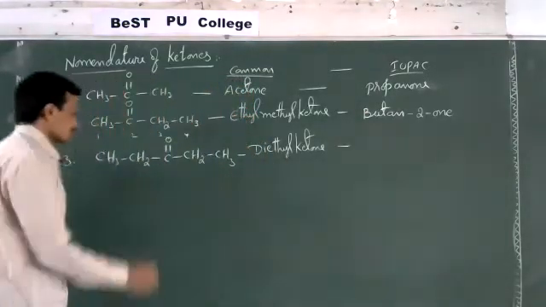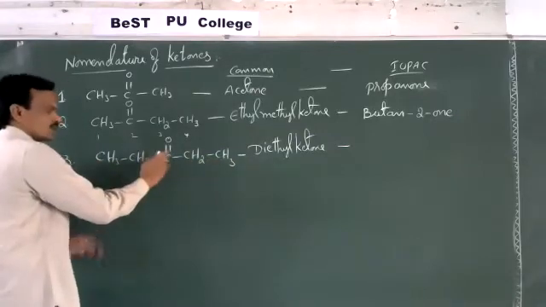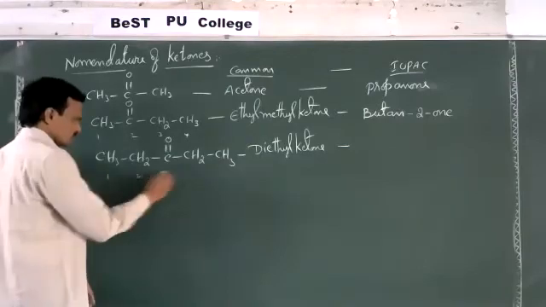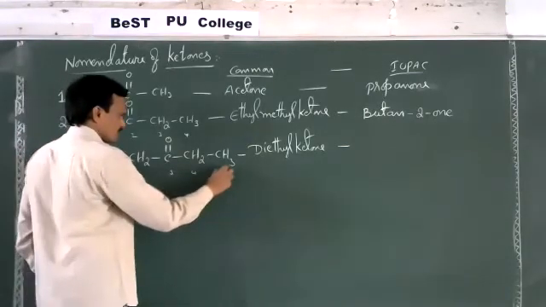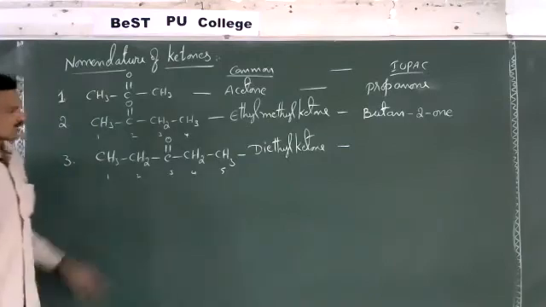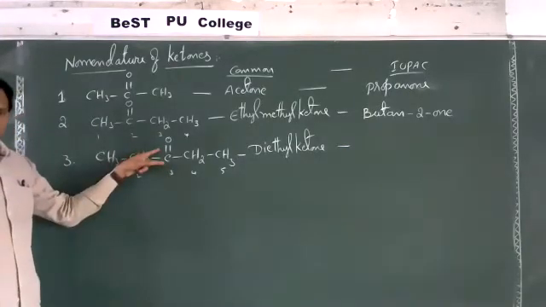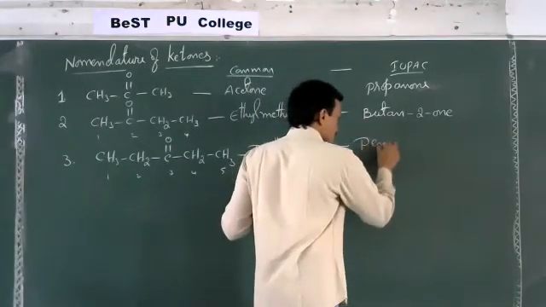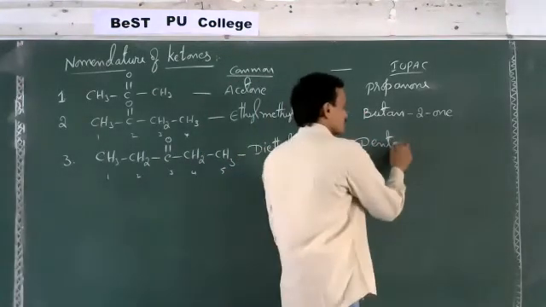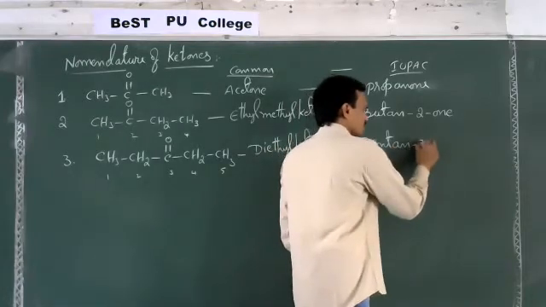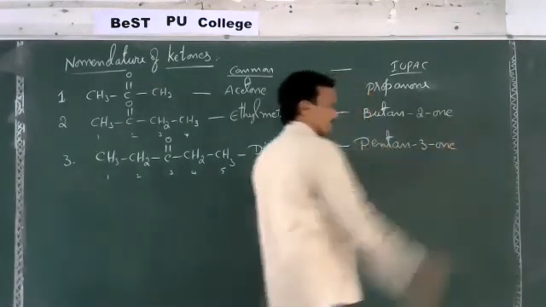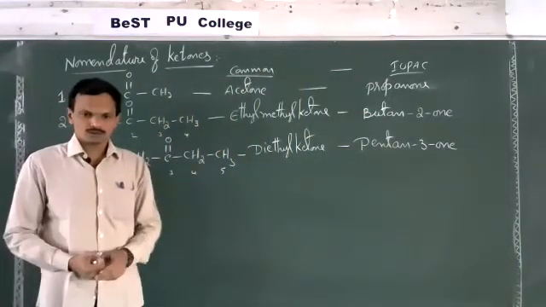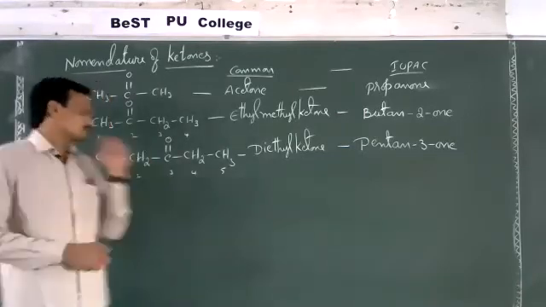Now, give numbering. Either from this end or from this end, this carbonyl carbon will get the same number. So 1, 2, 3, 4, and then 5. Now, the keto group is present at the third position. Total carbons 5 are there, so the root word is pent, single bonds are there, ane. At the third position, the keto group is there, 3-one. So the IUPAC name is pentan-3-one. That is the IUPAC name of the compound. Next.